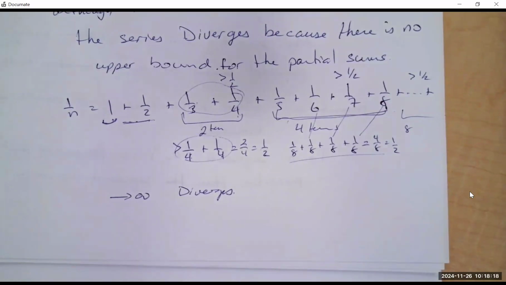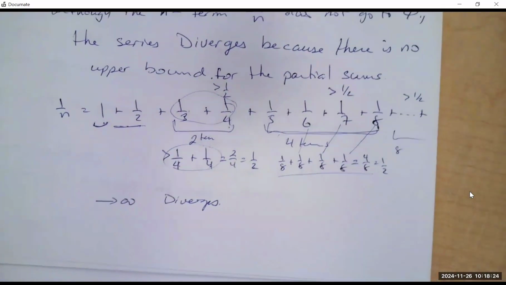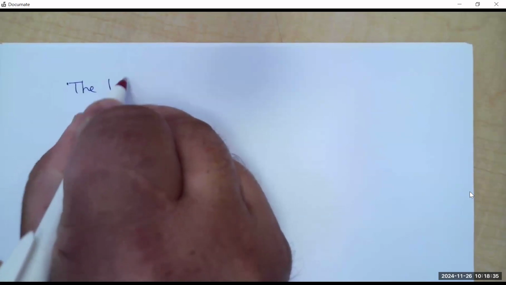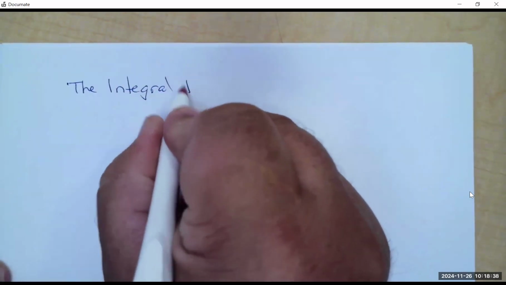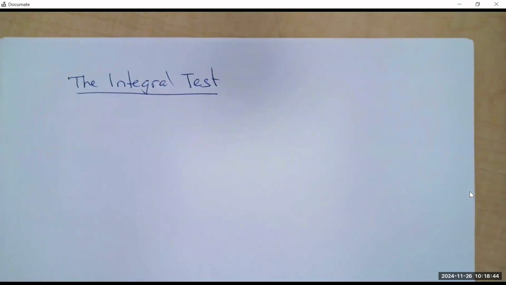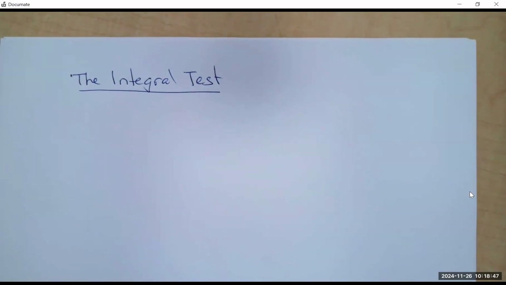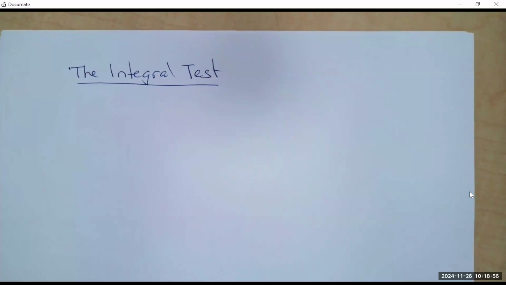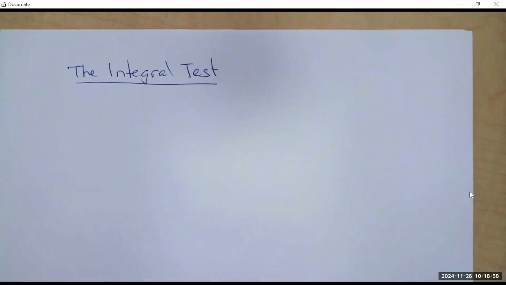So let's look at some examples here. Well, besides that one. So the first thing we're going to talk about is the integral test. Let's recap what we talked about here. What does an integral find for us? Area under a curve. So we're going to refer here to areas under a curve and how it relates to what we're looking for here.